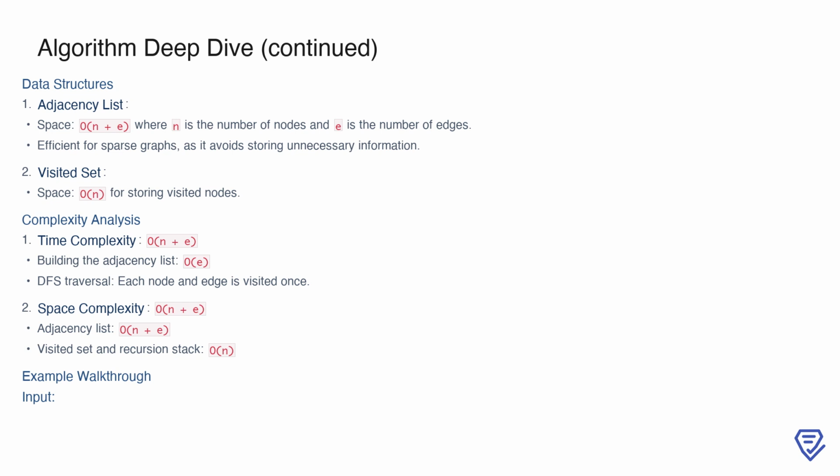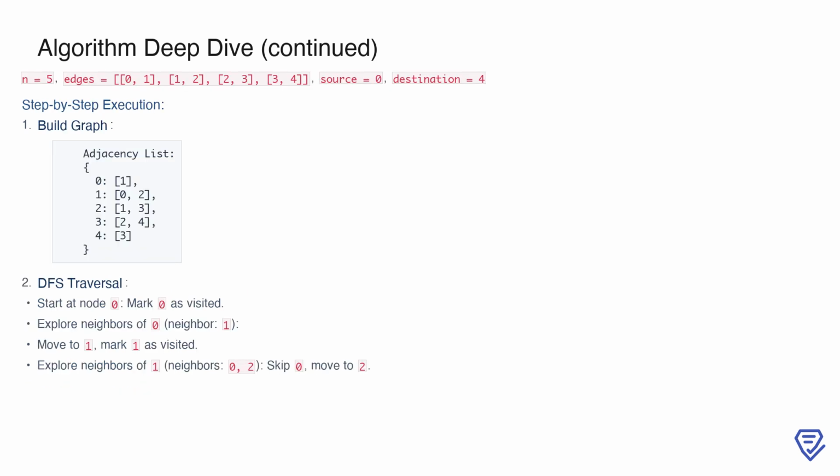Now, let's explore an example to see the algorithm in action. Consider an input where n equals 5, the edges are [0,1], [1,2], [2,3], [3,4], the source is 0, and the destination is 4. First, we build the adjacency list. The resulting graph representation is as follows: node 0 connects to 1, node 1 connects to 0 and 2, node 2 connects to 1 and 3, node 3 connects to 2 and 4, and node 4 connects to 3.